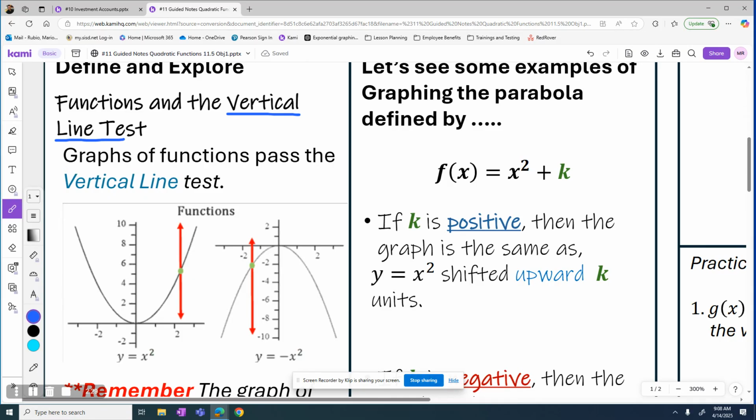So see this graph right here, this parabola? I'm going to highlight it here in blue. Okay, we're going to highlight this function in blue. This is the quadratic function x squared. The vertical line test is, let's say you draw an imaginary line.